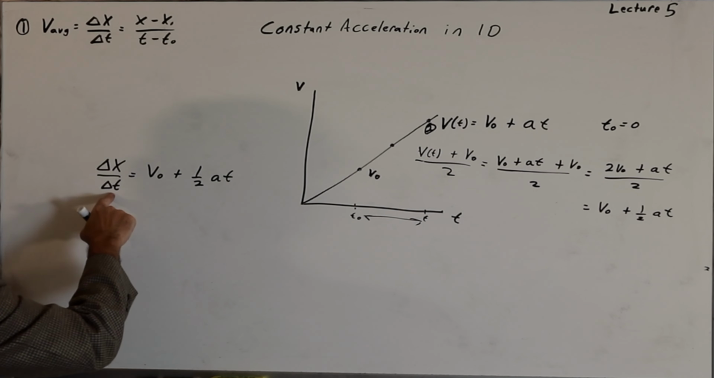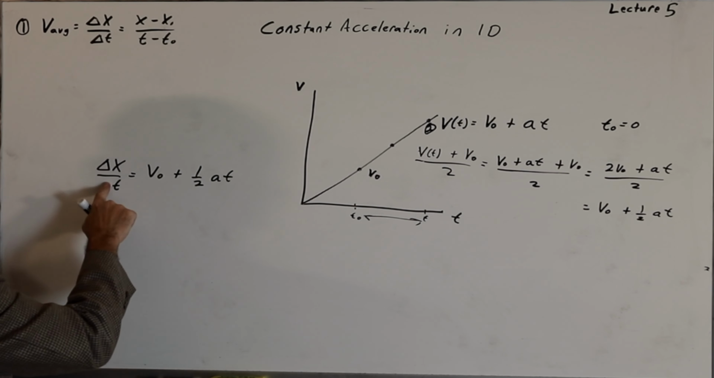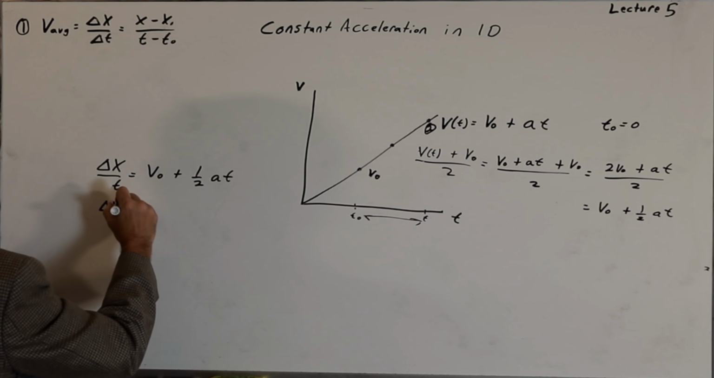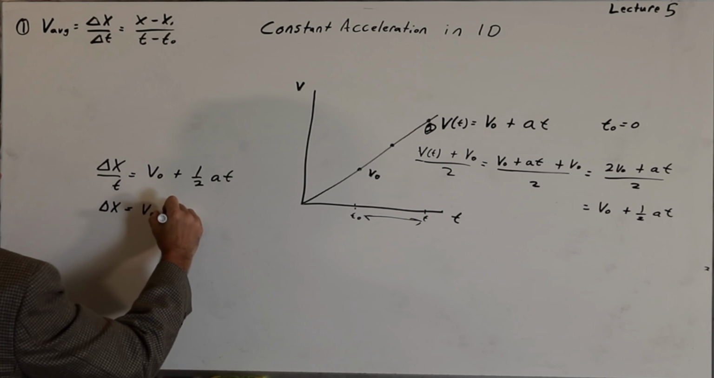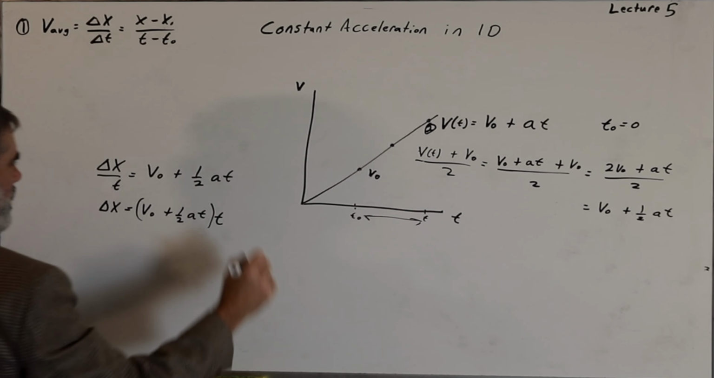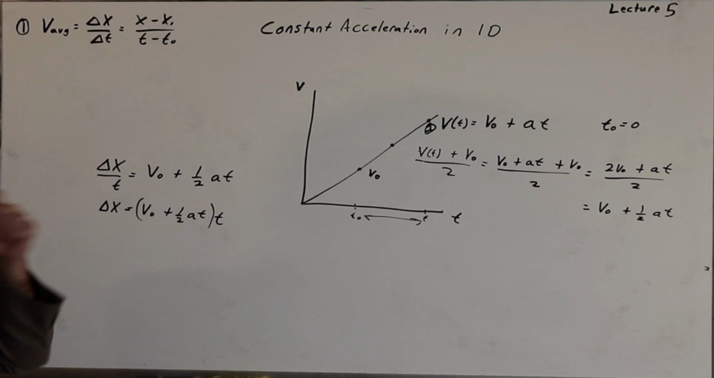Now, I said before that t naught was 0, so delta t is really just t, right? When I multiply both sides by t, that gives me that delta x will be equal to v naught plus 1/2 at, all times t. So that's just saying that the distance traveled is the velocity times the time.